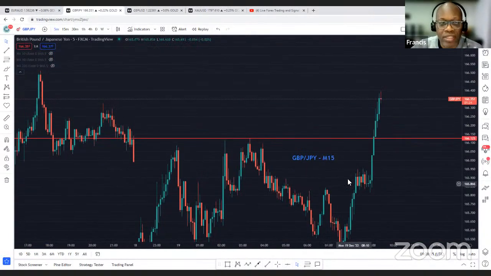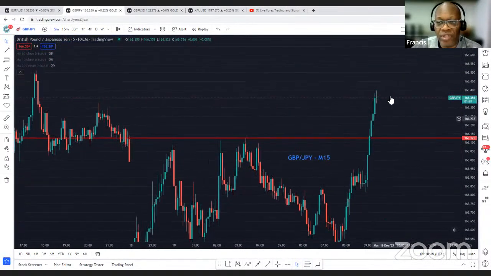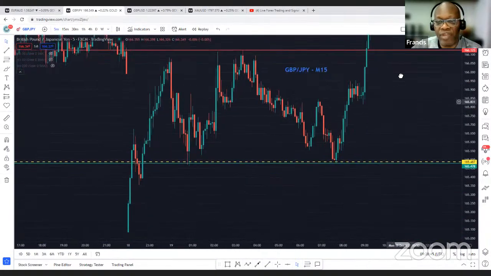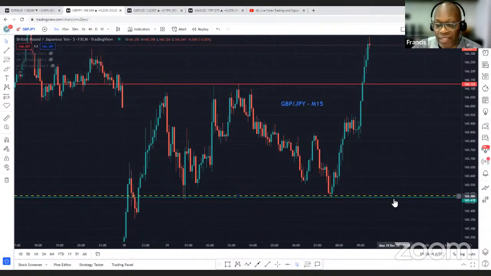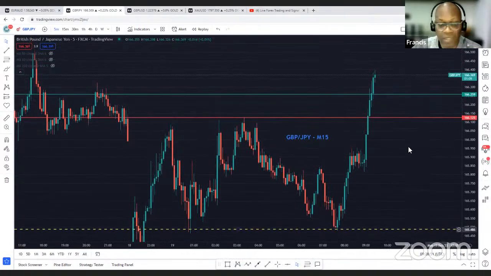What I would want now on this particular pair, GJ, is for it to pull back a bit for us. If it comes back down a bit, then we'll be looking to buy.